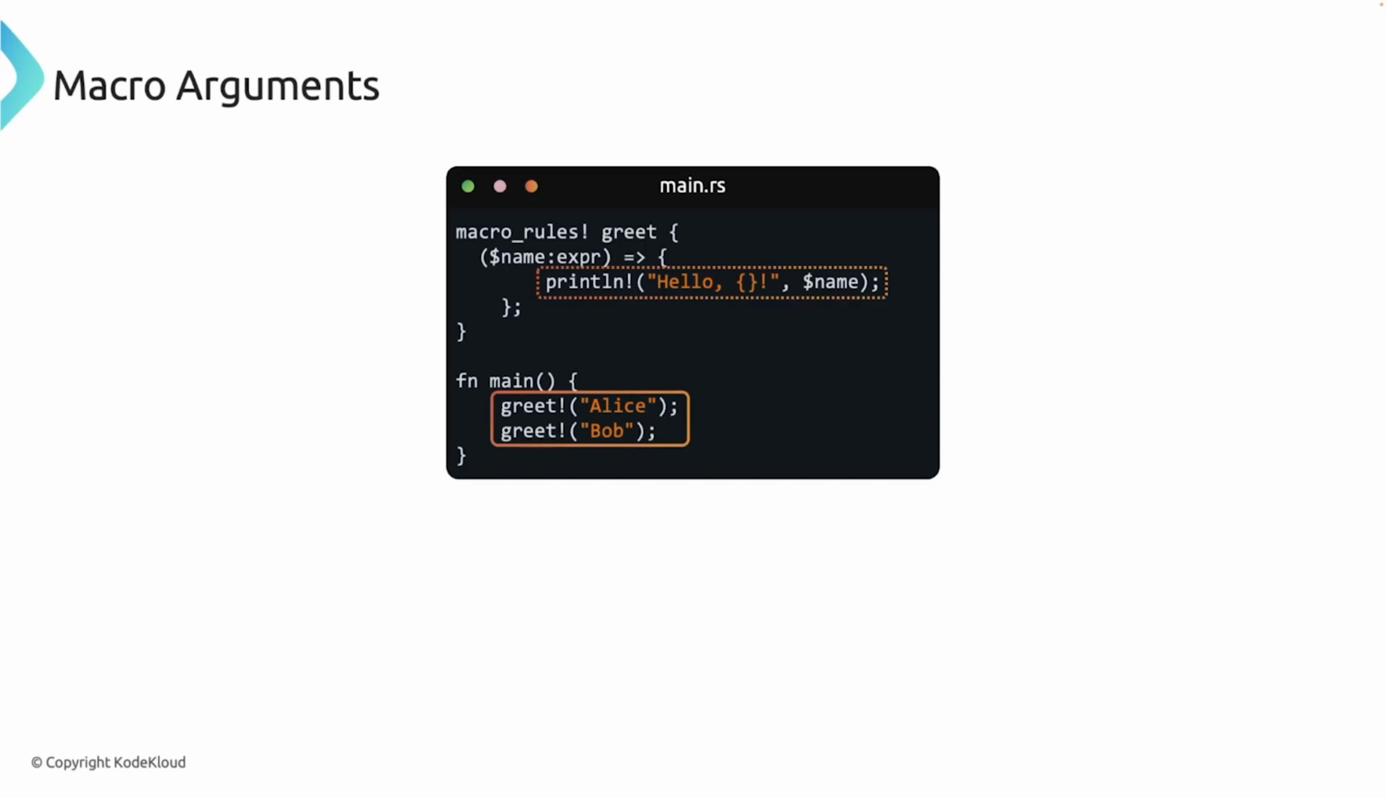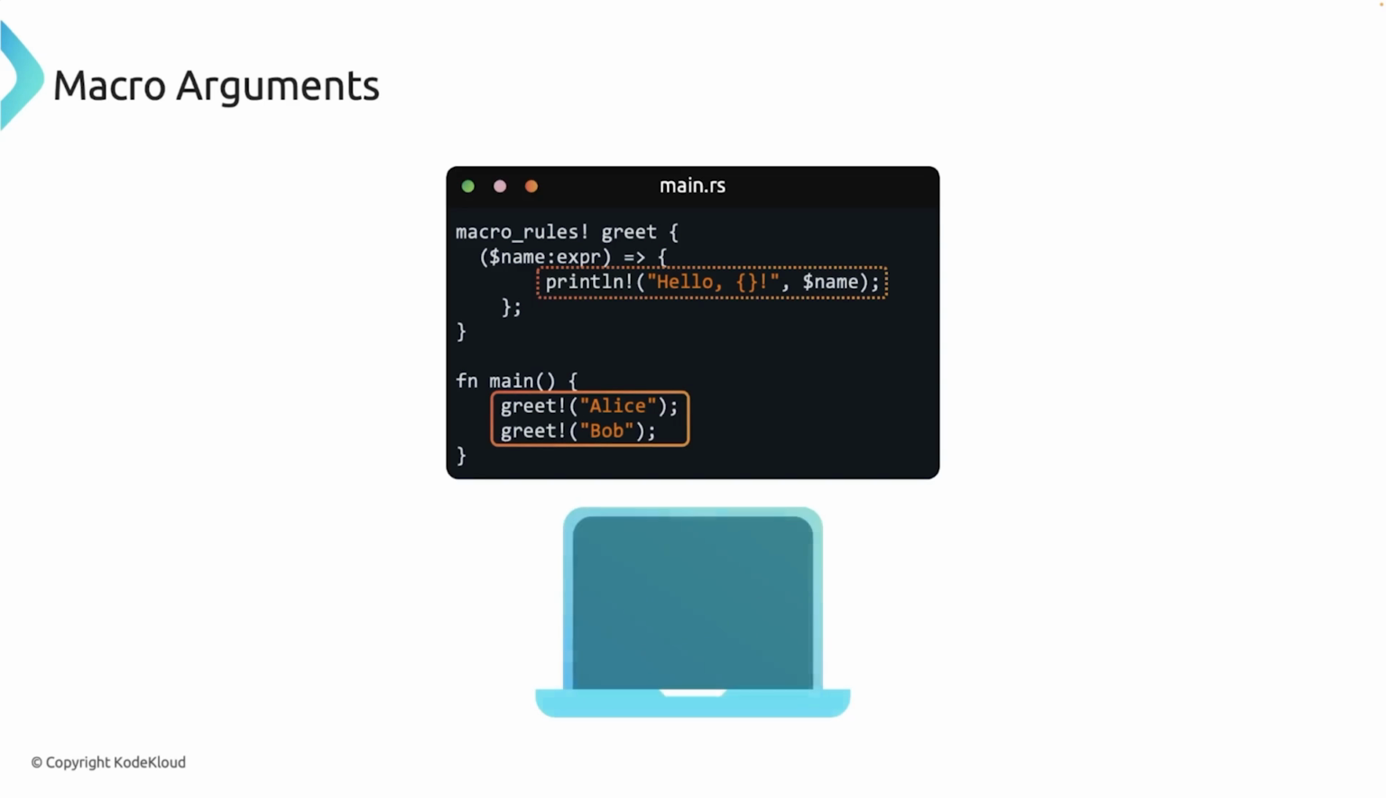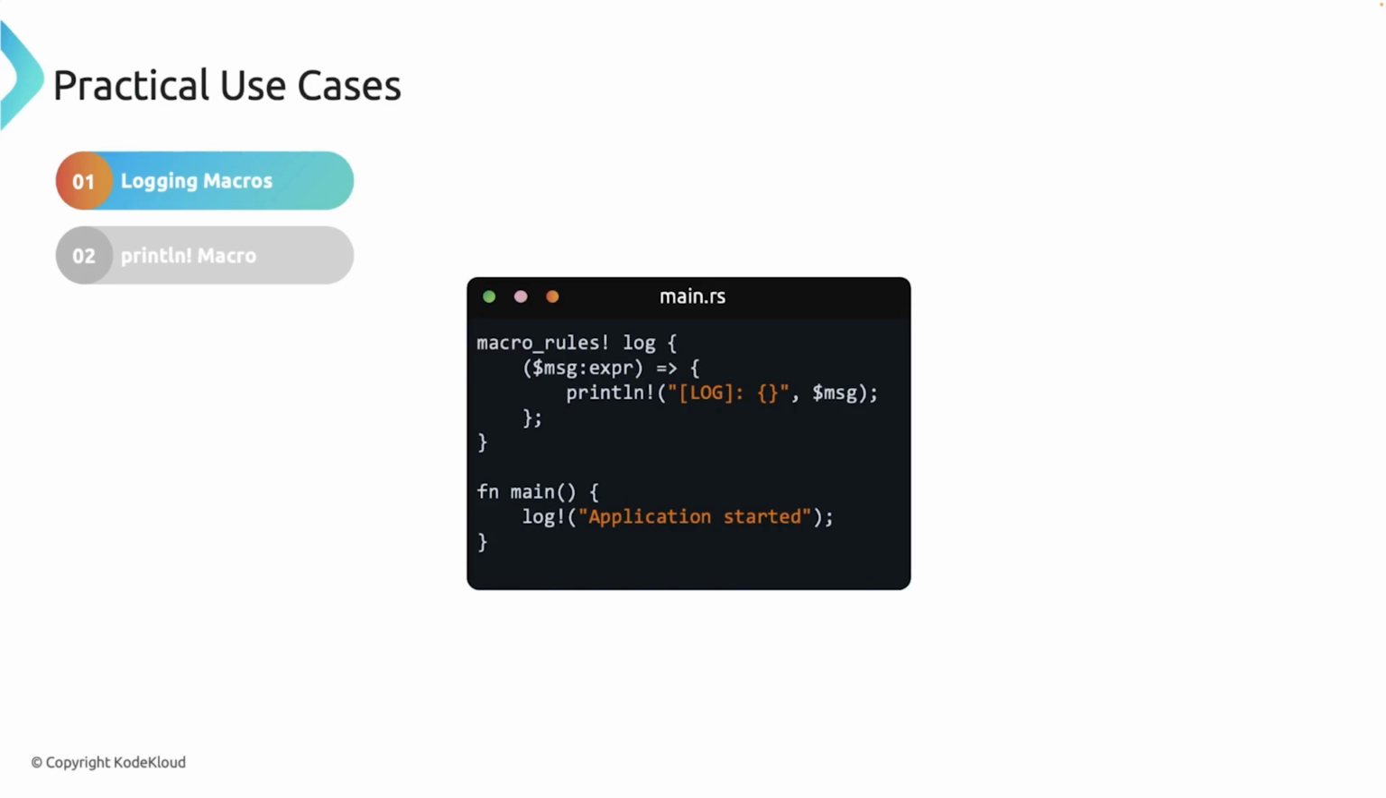So when you call the greet macro with Alice or Bob as arguments, it prints out hello Alice and hello Bob respectively. Now macros are incredibly useful for reducing boilerplate code, implementing domain-specific languages, and generating repetitive code. Here are a few practical use cases. First, we have logging macros. These macros are used to simplify logging throughout your application. This is just an example of how you can do it.